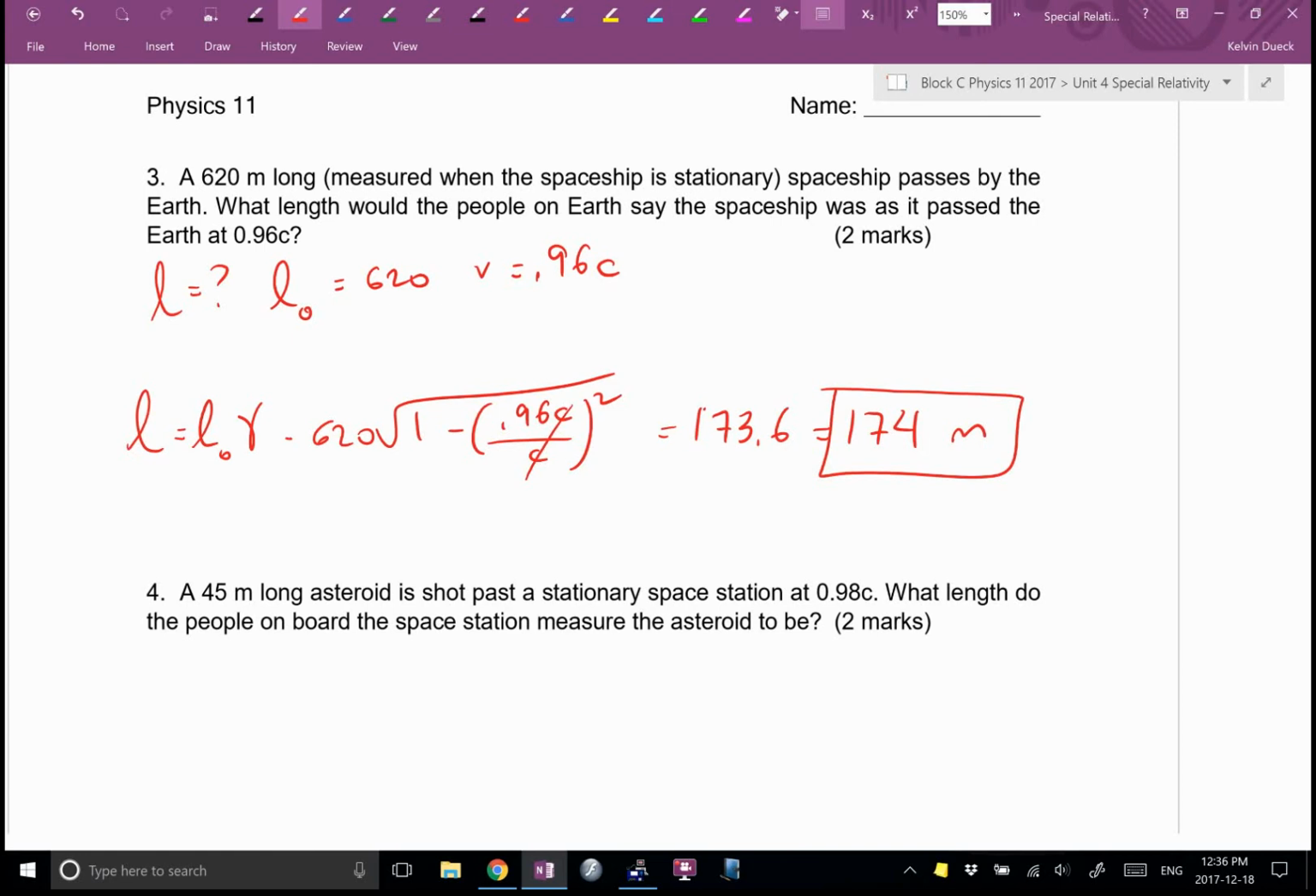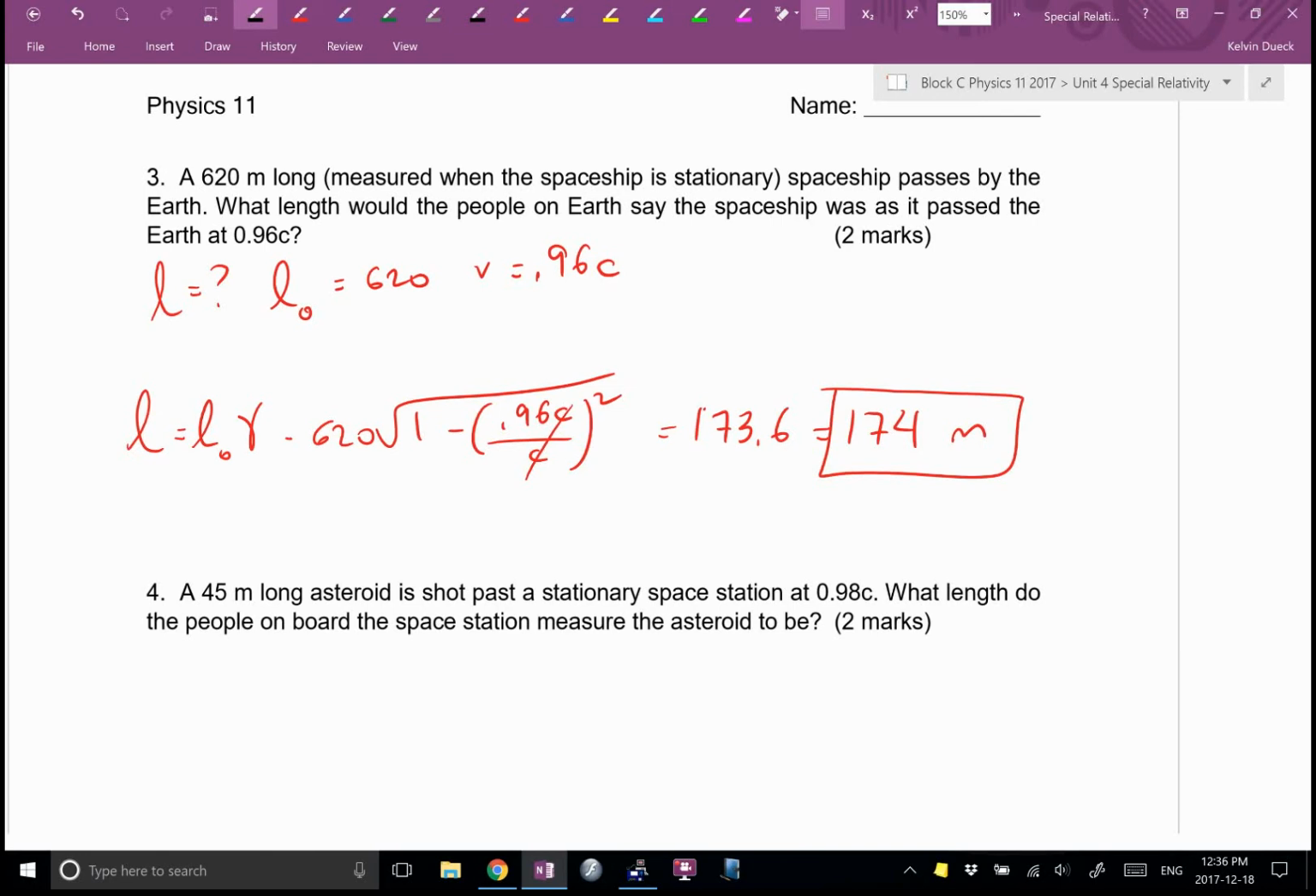And this is the part of relativity that's uncomfortable to us because, Tristan, we don't have experience traveling near the speed of light. All of this stuff is happening all around us all the time, but we're going so slowly it's negligible. Is it 174? Yeah.